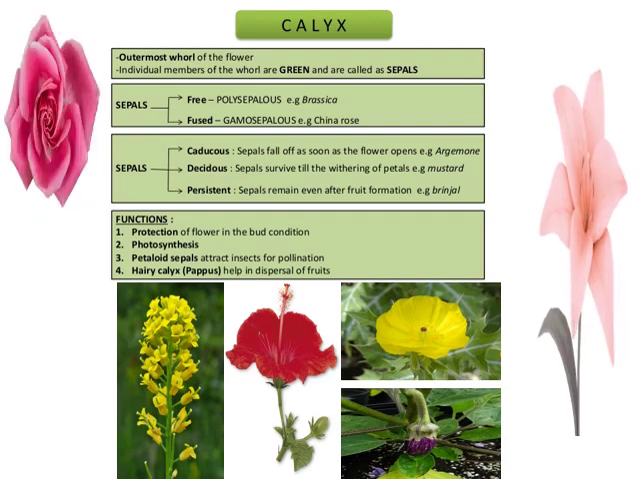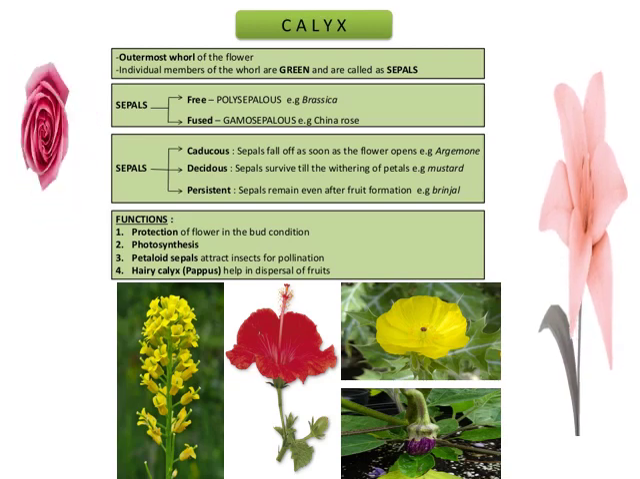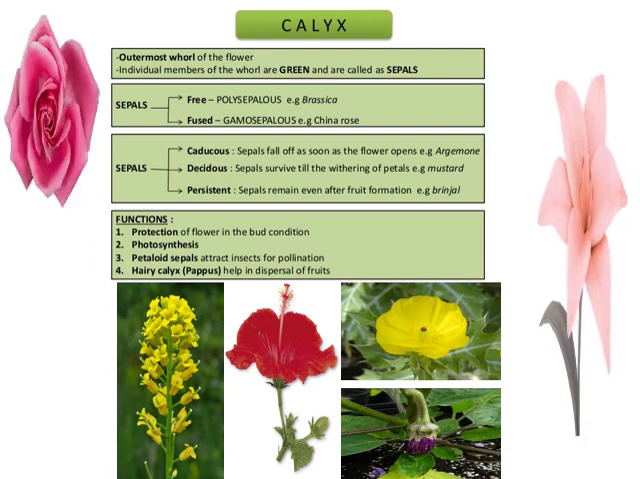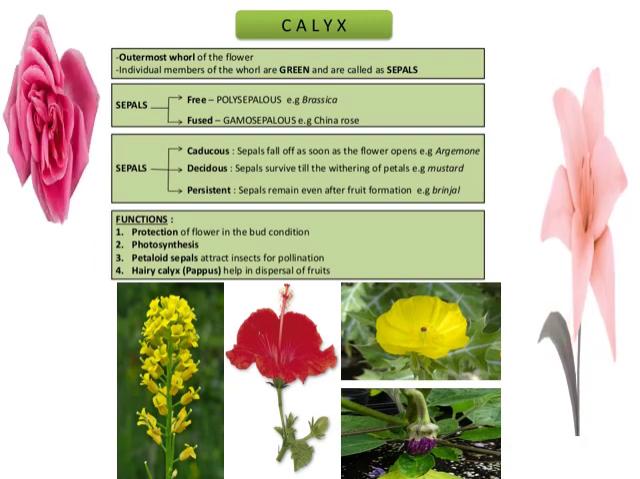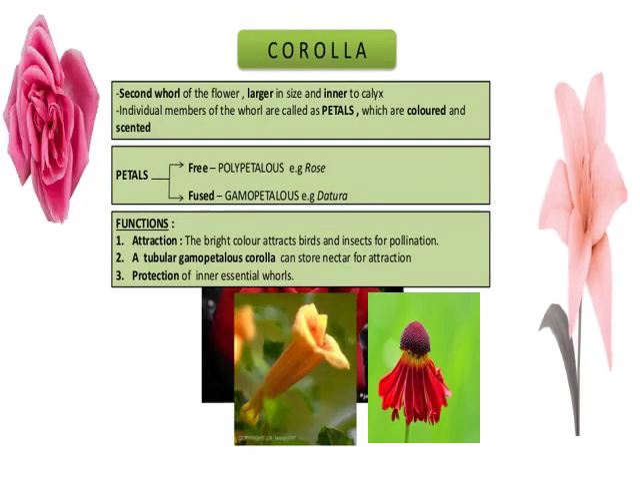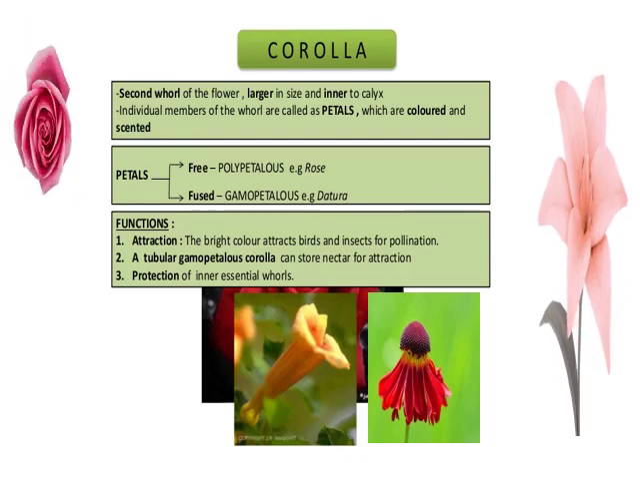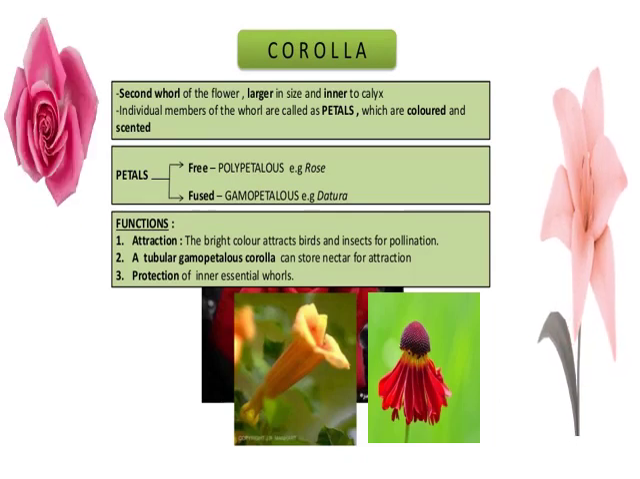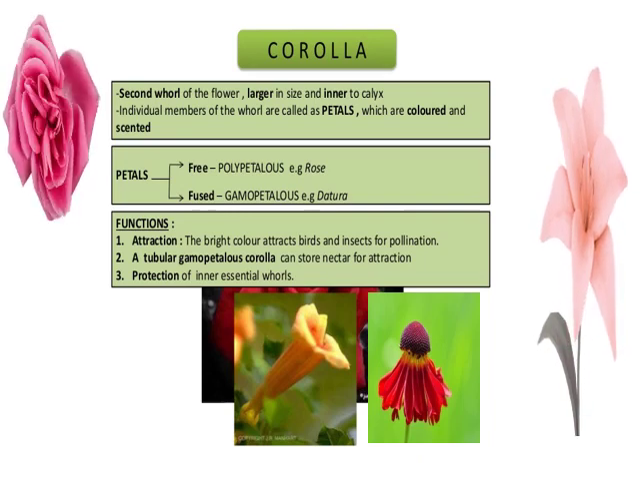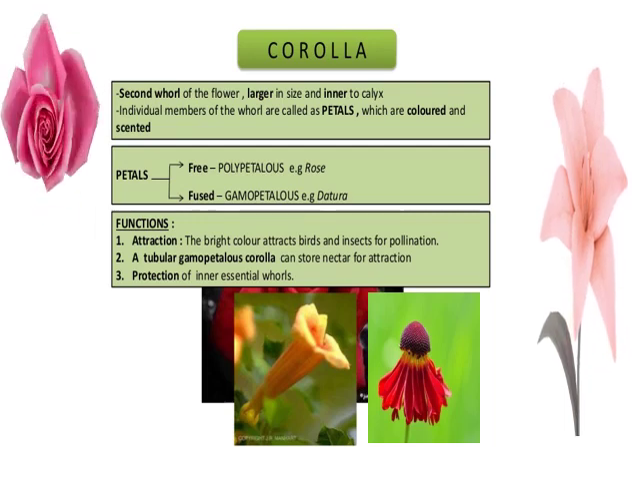It helps the insects to attract towards flower by petaloid sepals, and the hairy calyx helps in dispersal of fruit. The next whorl of flower is corolla. It is larger in size and inner to calyx. Individual members of the whorl are called petals, which are colored and scented.